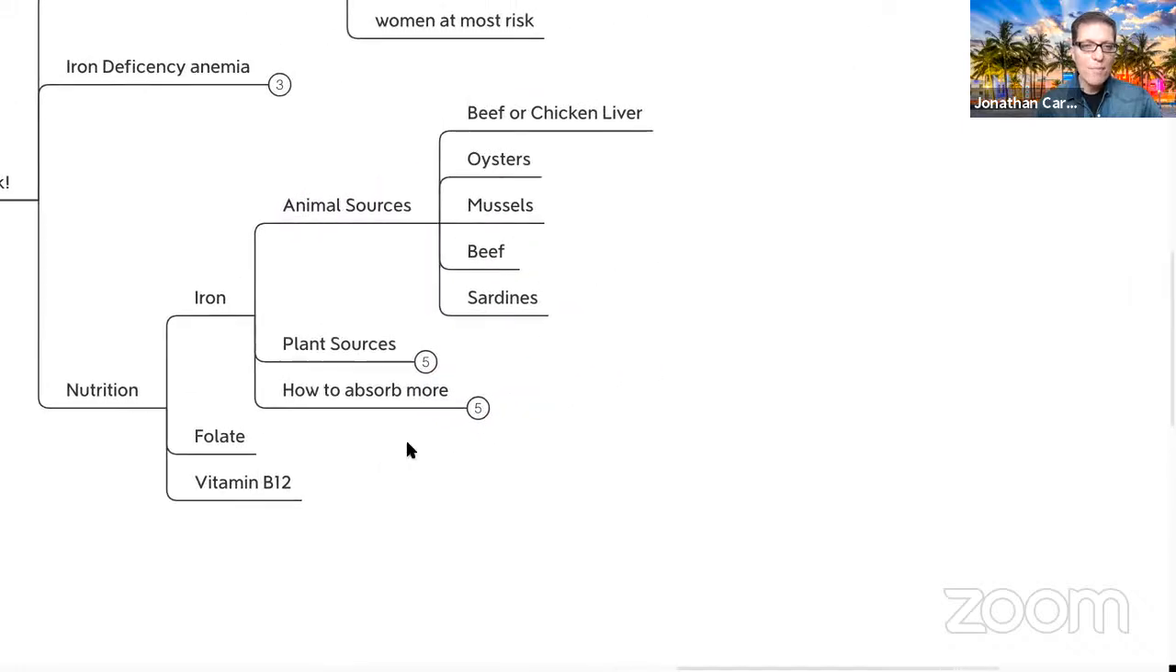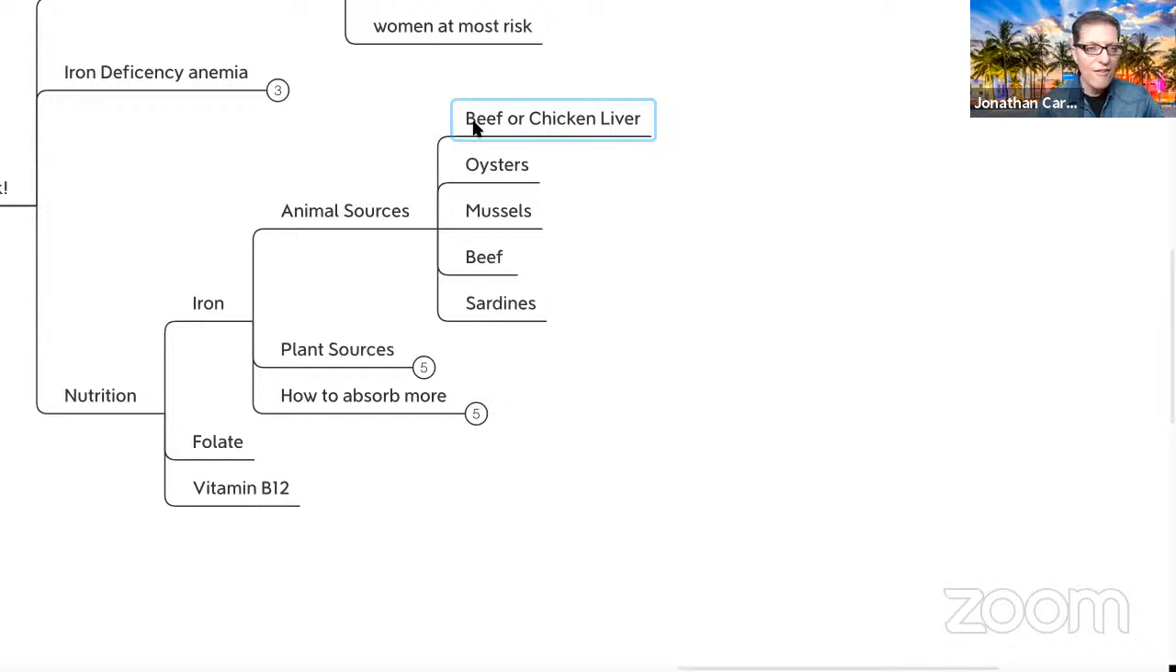The most potent sources of iron are going to be these top three: beef or chicken liver, oysters, and mussels. All three have a pretty large quantity of iron. And then not too far behind are beef and sardines. You can get a good amount of iron from sardines and beef, but just an ounce or two of chicken liver or beef liver is going to give you a good amount of iron.